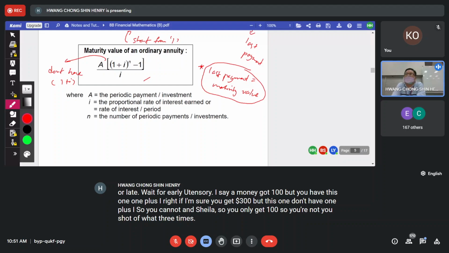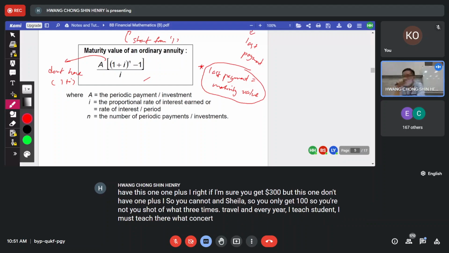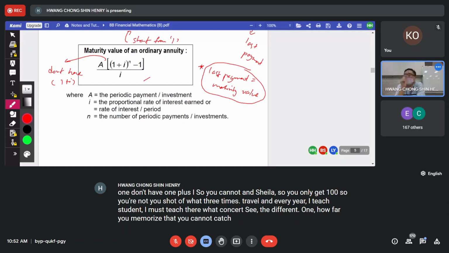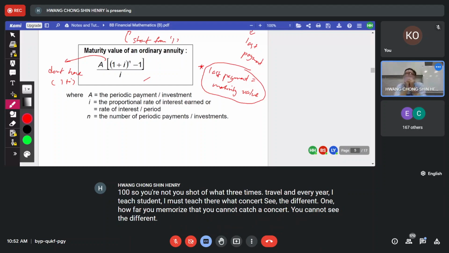So every year when I teach students, I must teach their concept. See the difference. Don't memorize. If you memorize, you cannot catch the concept, you cannot see the difference. At the end of the exam, you just hantam the formula. You all know what I mean?